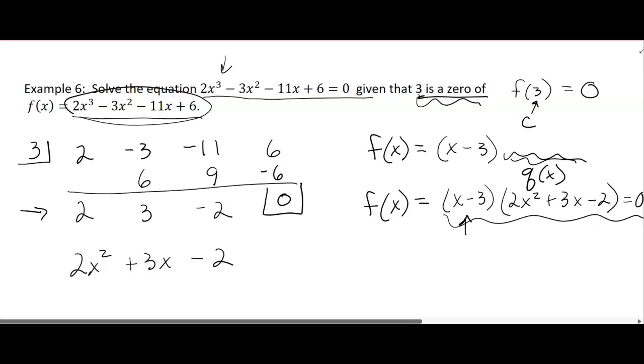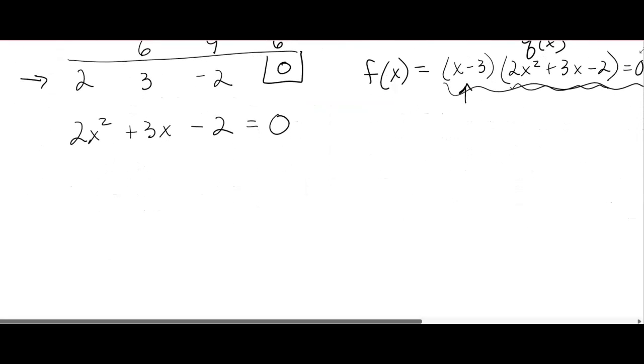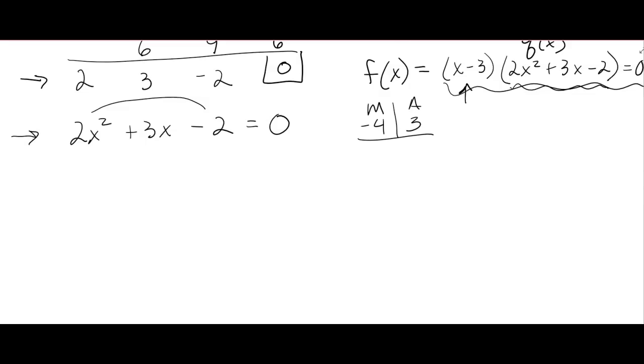Okay, we did this one. We know 3 is a 0. They told us that. So solving the equation, we know one of the answers is 3. That's a zero of the equation. Now we just have to set this quotient equal to 0. You're going to do that by factoring, or since this is quadratic, you could use the quadratic formula, whatever method you want. I think it factors, so I'm just going to go with the AC method. What multiplies to be -4 and adds to be 3? I'm thinking 4 and -1.